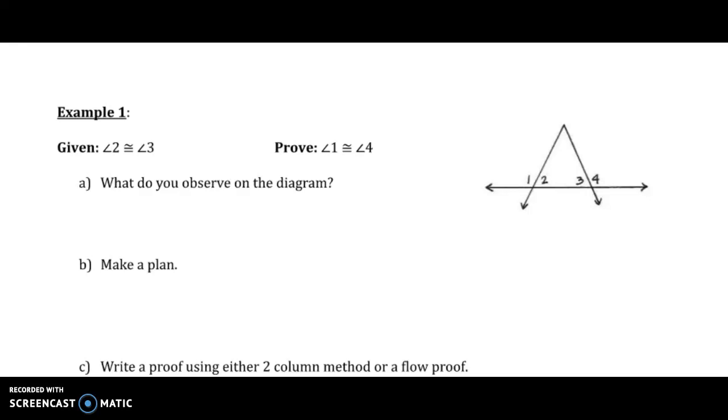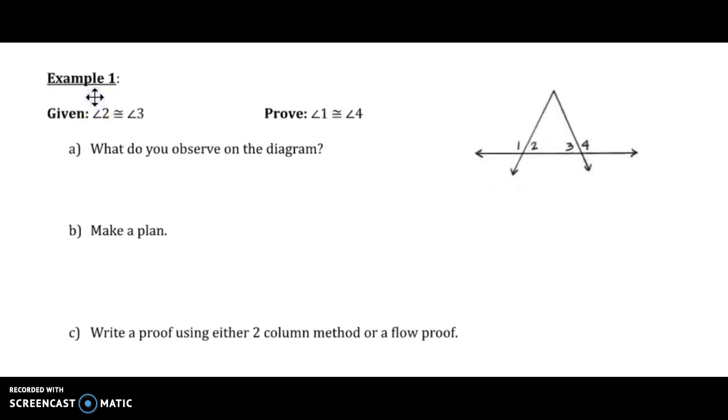Okay, this is Unit 2, Lesson 10. This is our first example of using the congruent supplements theorem. So we're going to start this off like we do every other proof. Given that angle 2 and angle 3 are congruent, we want to prove that angle 1 and angle 4 are congruent.